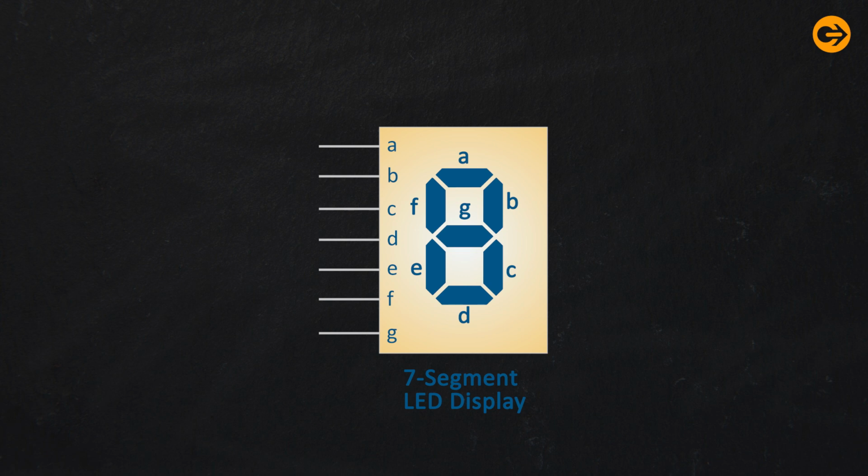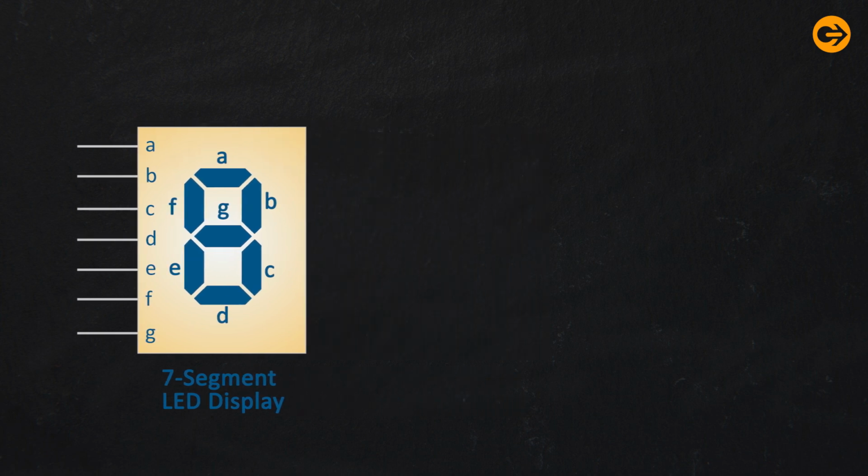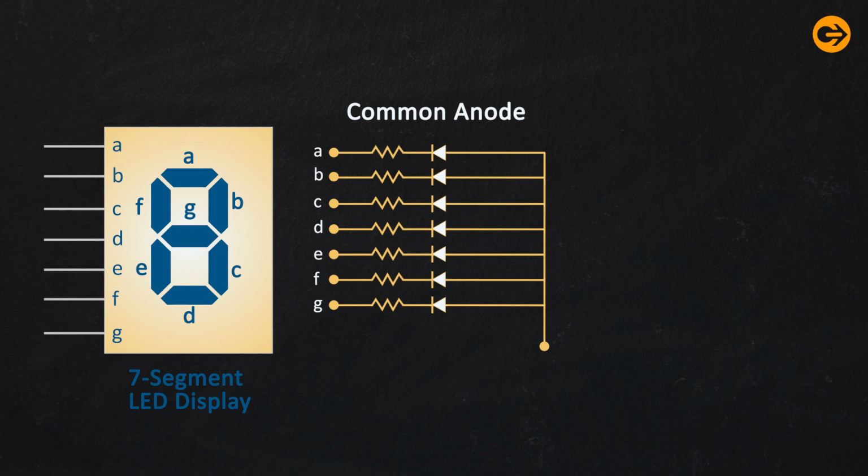The 7 segment is a device that uses 7 light emitting diodes or LEDs to display the binary numbers into its equivalent decimal and hexadecimal form. 7 segment LED display can be classified into 2 types: common anode and common cathode.